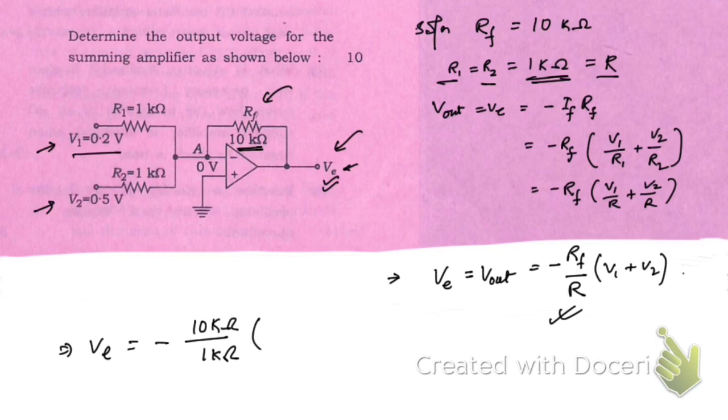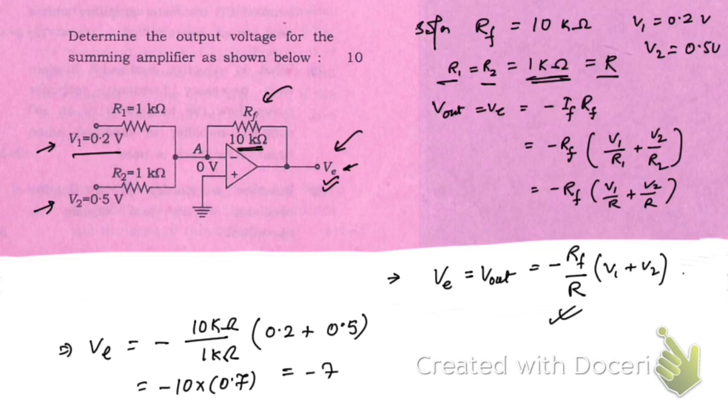Then V1 is 0.2 volt, I forgot to mention, and V2 is 0.5 volt. Let's put them here: instead of V1 we write 0.2, and instead of V2 we write 0.5. So it's going to be minus 10 into 0.7, and that gives you minus 7, so minus 7 volt. This is the output voltage, so the unit should be volt. This is the answer to this question.